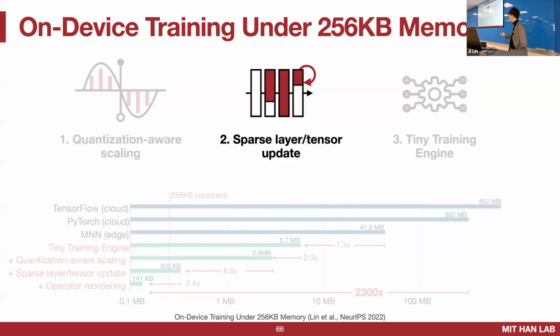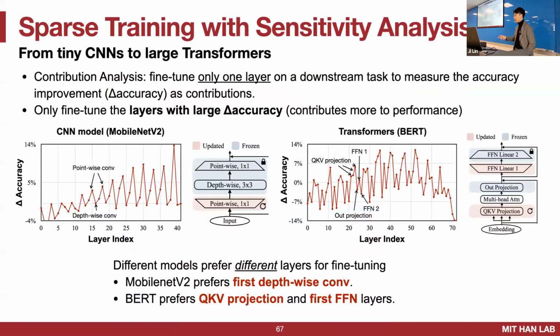So maybe we can get into a little more detail on the second technique, which is sparse update, because we find this is actually quite interesting. We can apply it both for tiny convolutional neural nets as in our work and also even to large transformers. The basic idea for sparse training is to figure out which layer or which part of the weights are important for transfer learning. And we only want to update the weights that have a high contribution to the transfer learning.